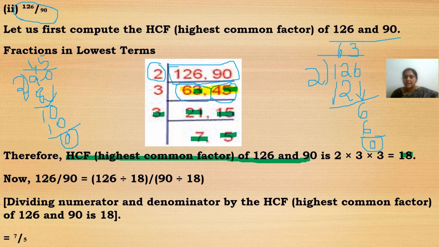Now divide this 18 with the taken numbers. So what are your taken numbers? 126 and 90. Divide these numbers here with 18. When you are dividing these numbers with 18, you will get your answer as, in the 18 table, 126 comes for 7 times and 90 comes for 5 times. So what will be your lowest fraction? Your lowest fraction is 7 by 5. This is one more method where we identify our lowest terms fractions.